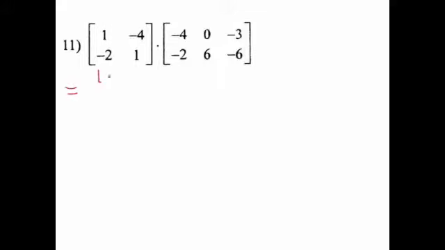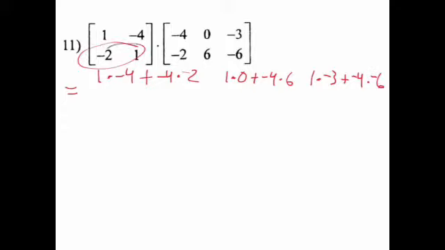1 times that negative 4 plus the negative 4 times the negative 2. And that's going to be my first entry. First row times second column is going to give me 1 times 0 plus negative 4 times 6. And that's going to be my second entry. And then my next one, first row times third column, is going to give me 1 times negative 3 plus negative 4 times negative 6. And there's my third entry.